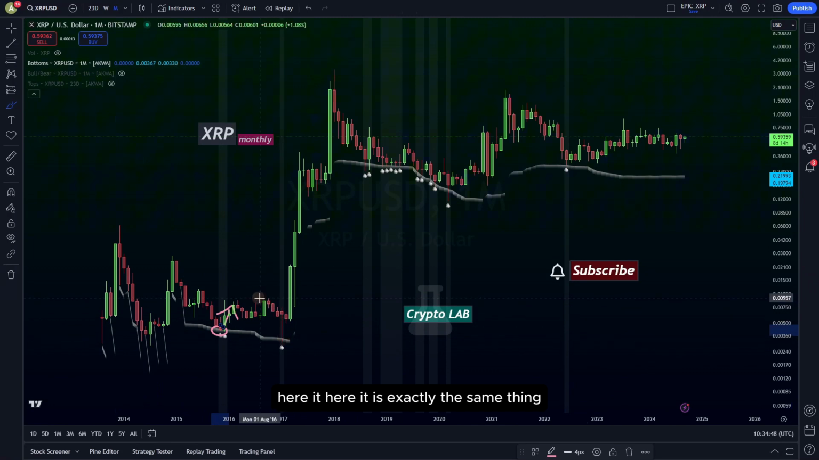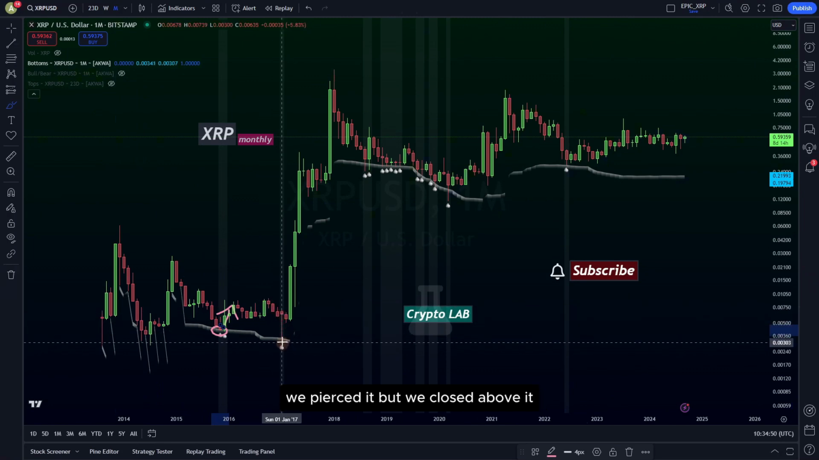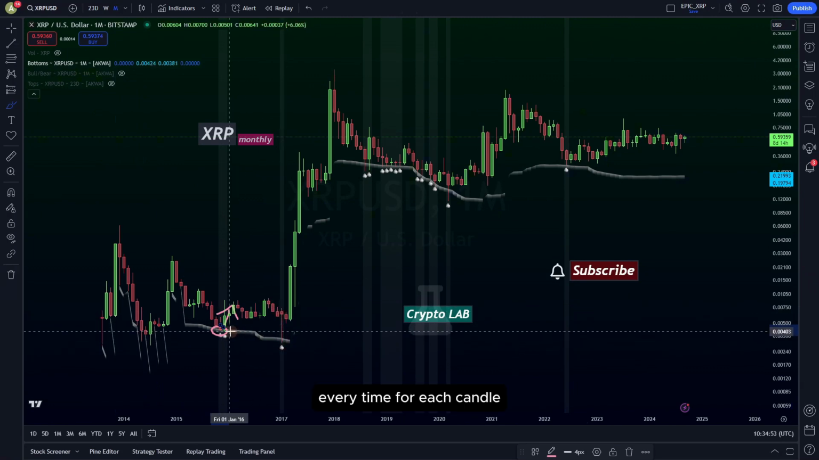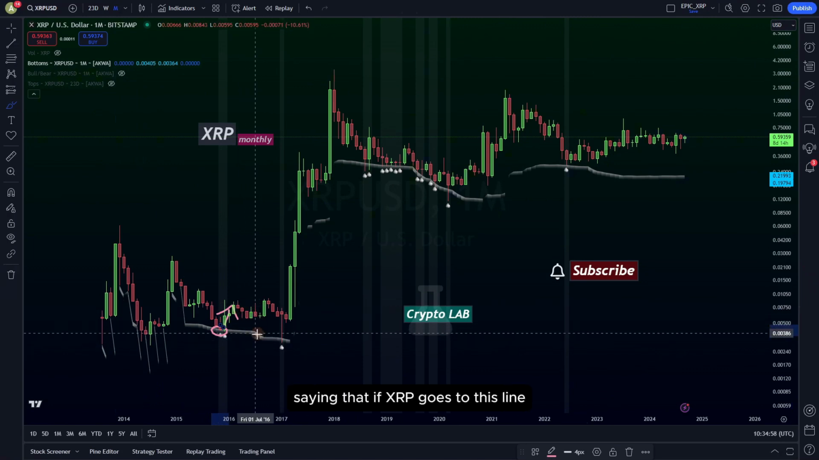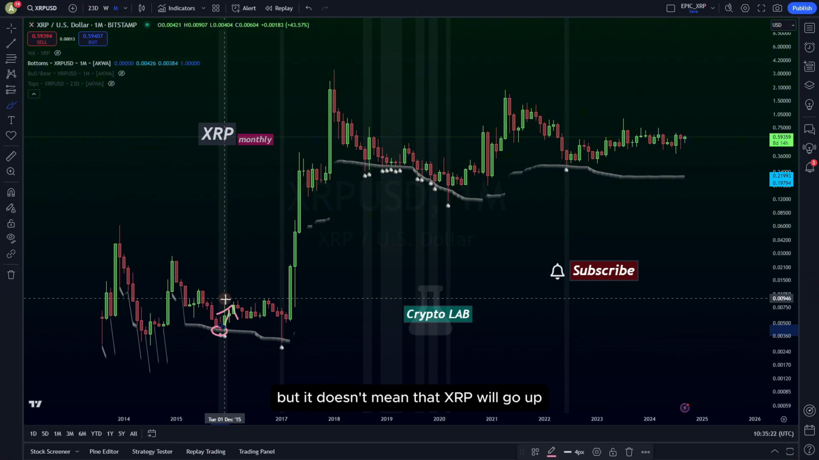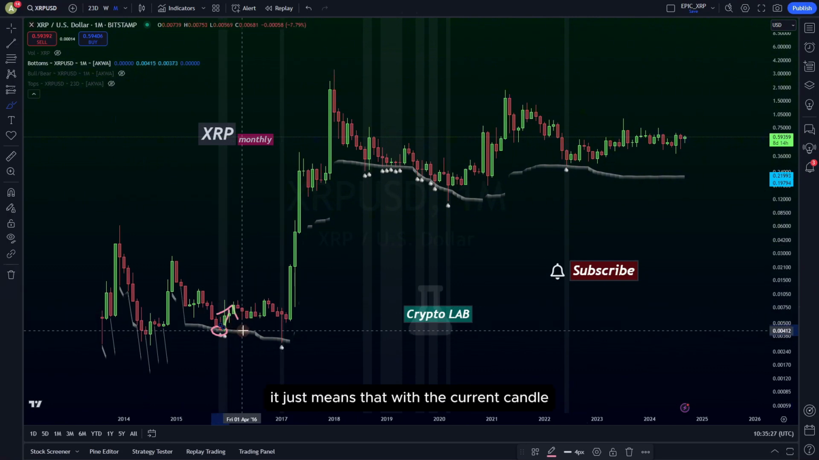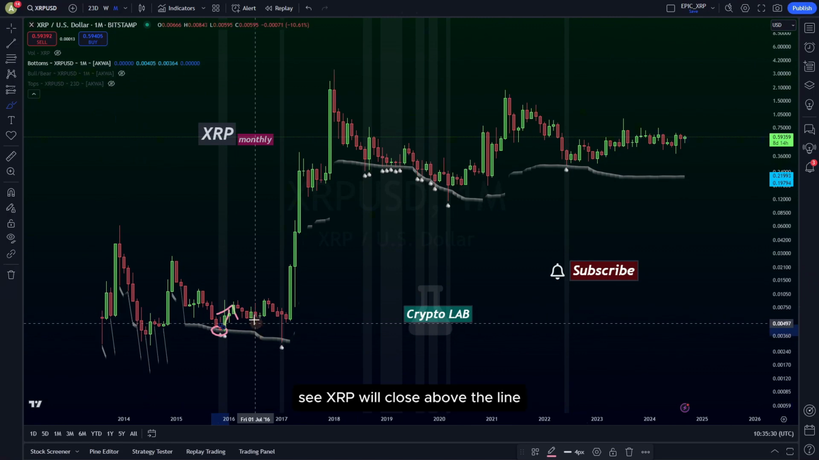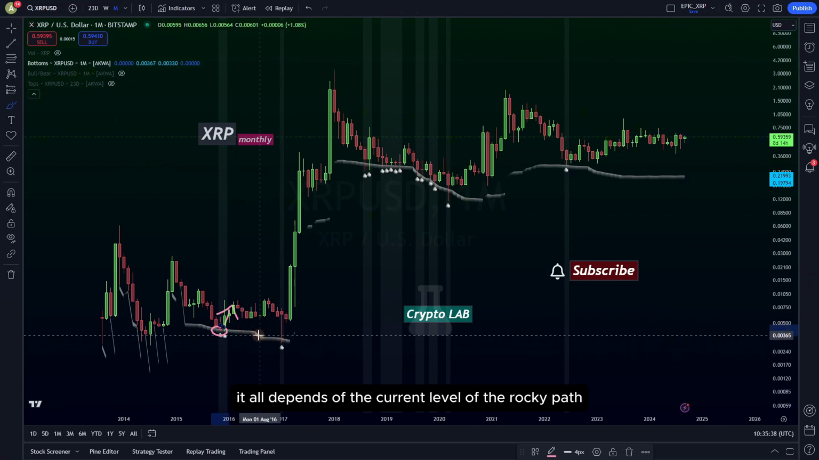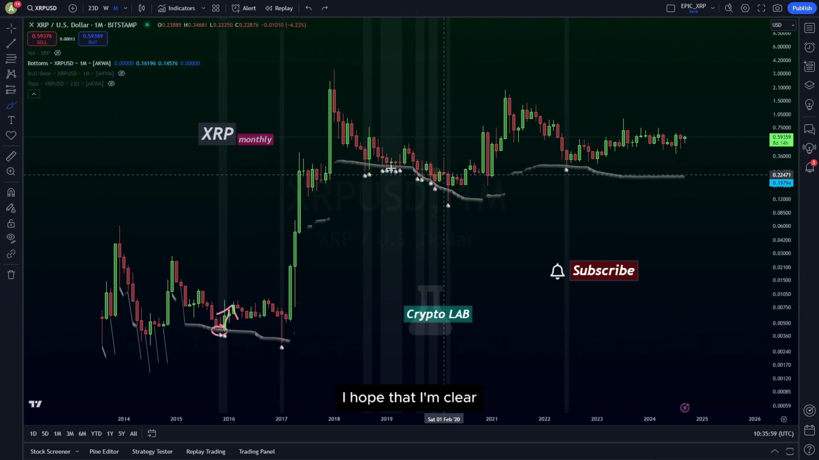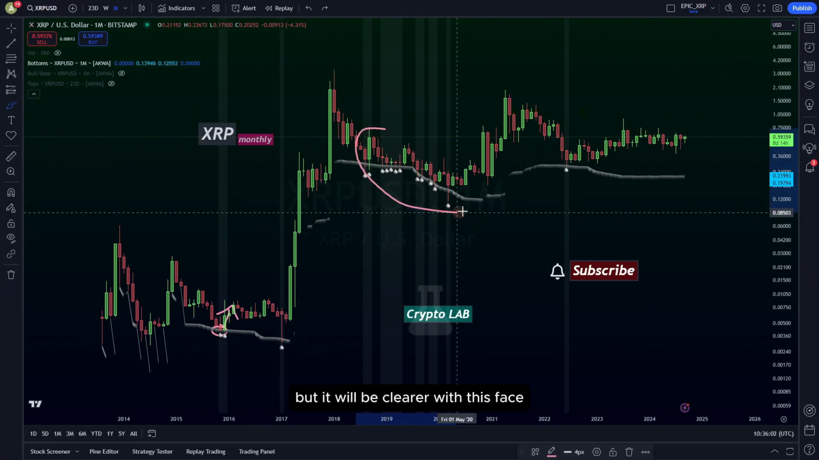Here it is exactly the same thing. We pierced it, but we closed above it. So every time for each candle, you have a reference point saying that if XRP goes to this line, it has to go back up. But it doesn't mean that XRP will go up with higher highs. It just means that with the current candle, you see, XRP will close above the line, but with the second candle, it could go lower. It all depends on the current level of the rocky path.